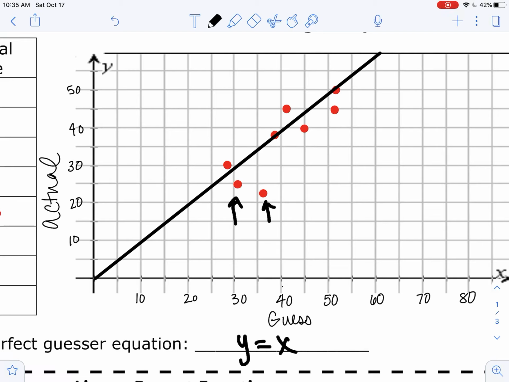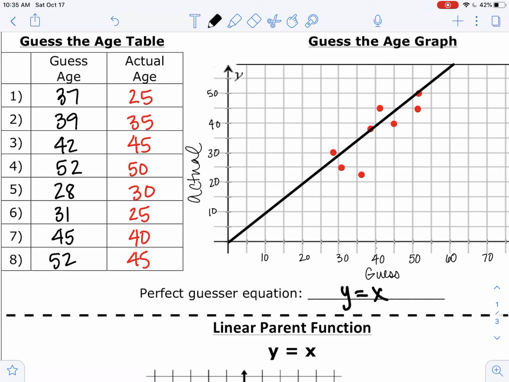But let's take a look back. Let's go back to our equation or our table over here, and let's look at that. If I guessed that they were 37, but their actual age was 25, then I'm actually kind of overguessing here. If I guessed on the second one, their age was 39, but their actual is 35, then I'm still overguessing. So if all of our dots right here are underneath, am I really an underguesser? Actually, no. If all of our dots right here are underneath our line, then I'm actually an overguesser.